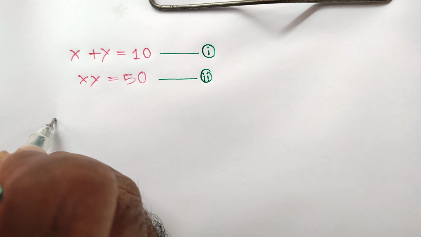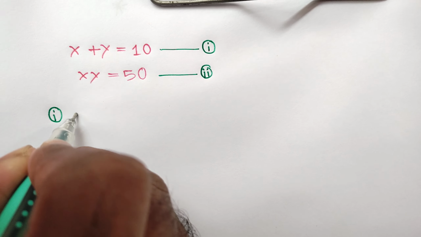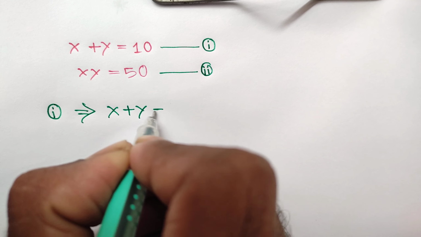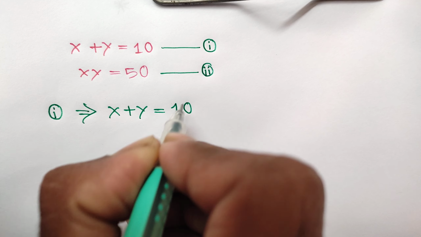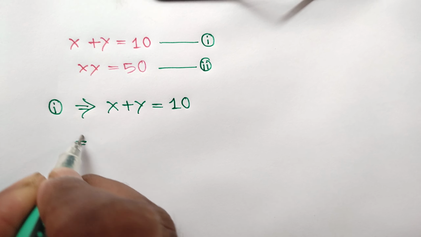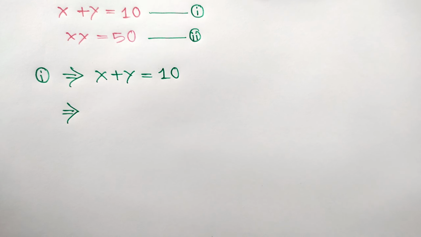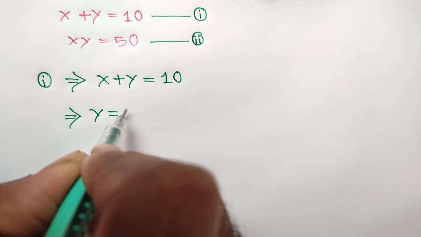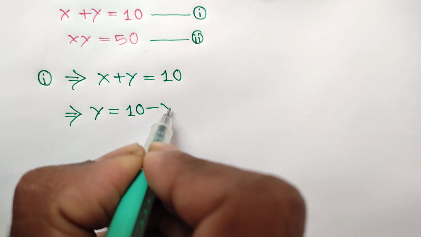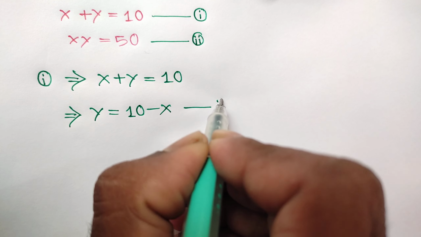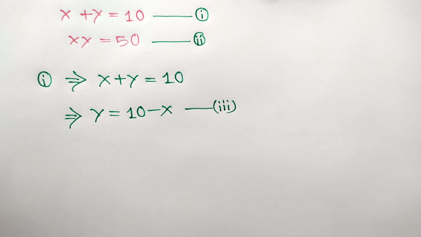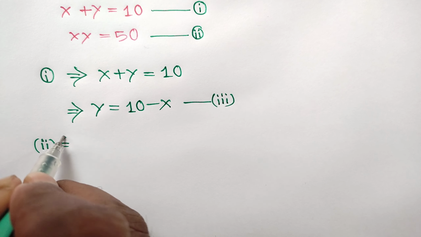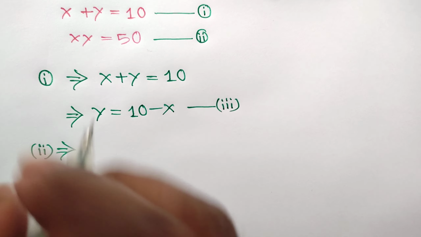Now from equation number 1 we will get x plus y is equal to 10, or taking this x to the right side we will get y is equal to 10 minus x, and it is called equation number 3. Now from equation 2 we can write xy is equal to 50.